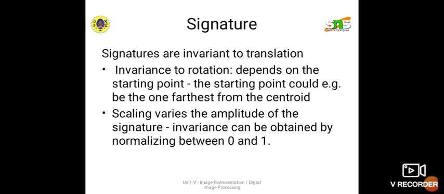So signatures are invariant to translation. That is an advantage of signatures. It depends on the starting point. The starting point could be the one farthest from the centroid, I think.